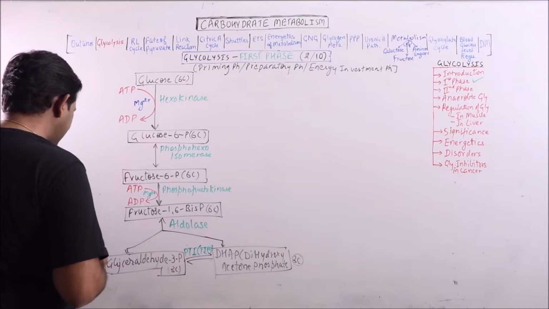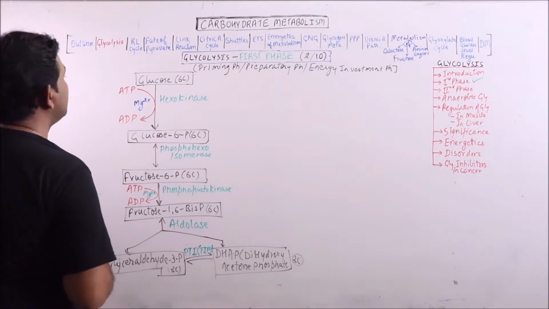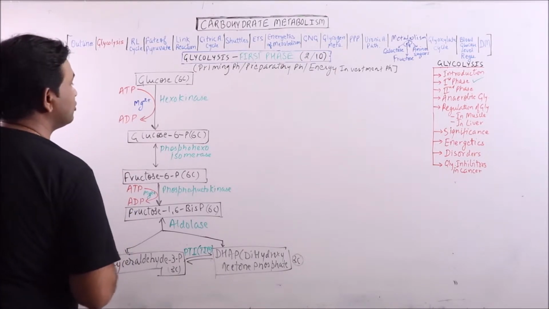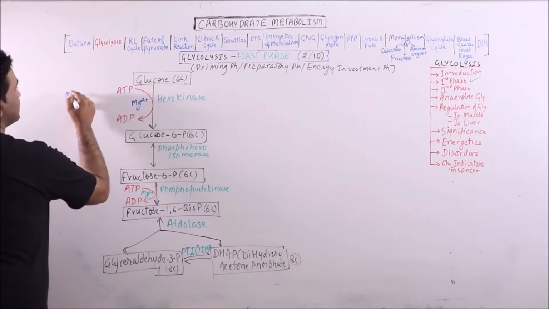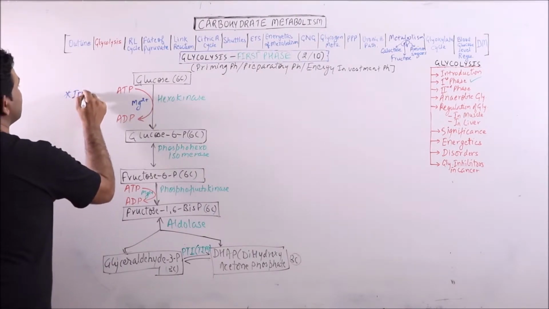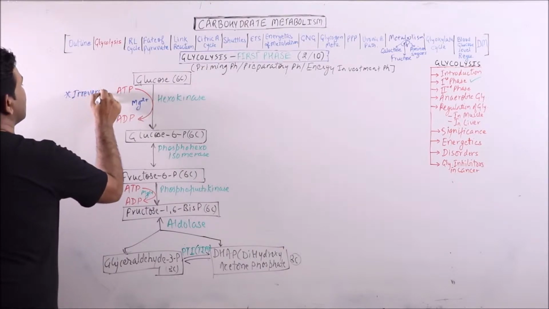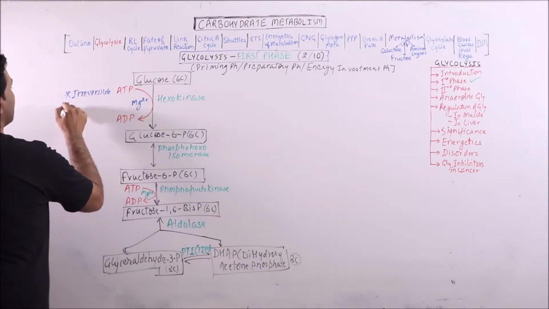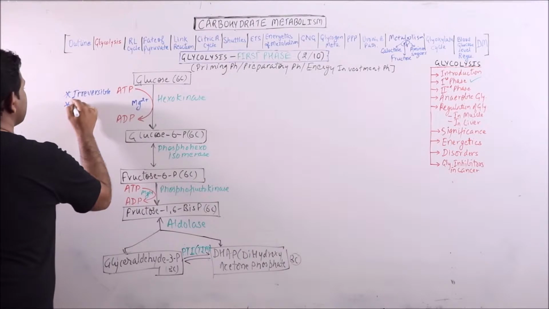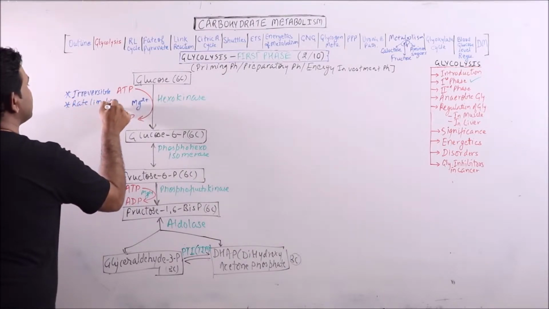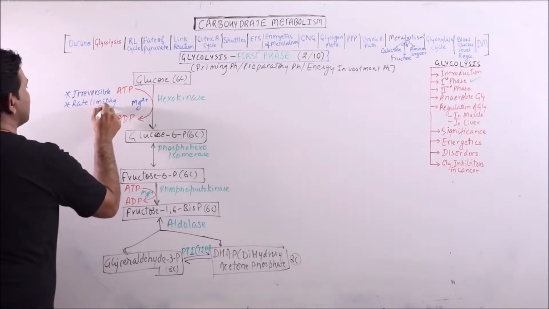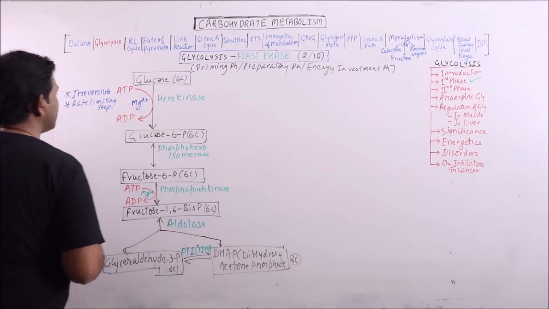Now we'll take the first step, glucose converted to glucose 6-phosphate. This is irreversible. This is a rate limiting step. That is, it is one of the slowest steps.